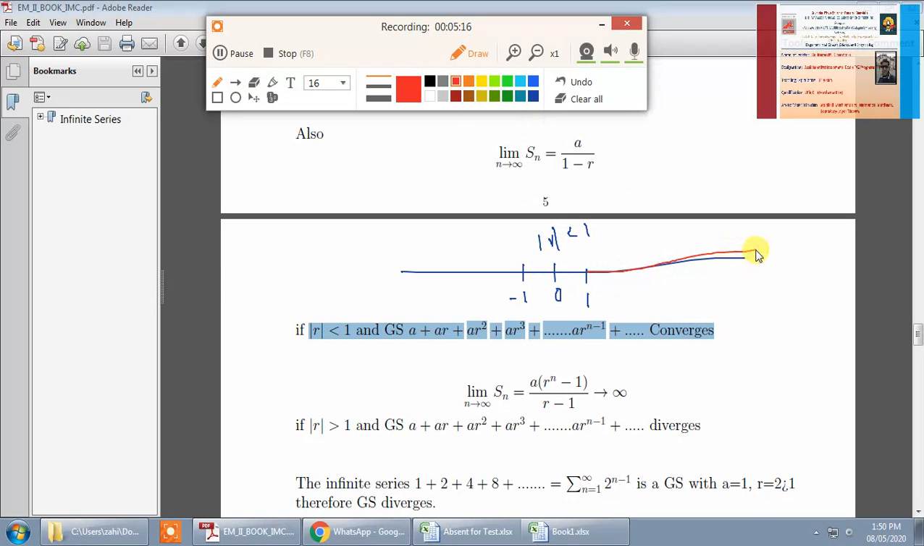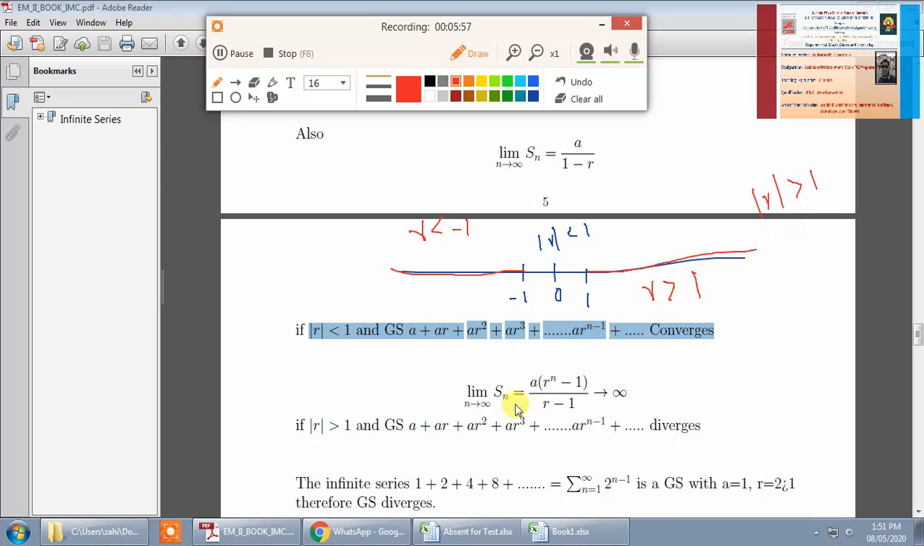This part, in union with this part, that is the value of r is greater than 1, and the value of r is less than minus 1. So these two, that pink region or pink straight lines, will form your mod r greater than 1. So see, you will get convergence if mod r less than 1, and you get divergence if mod r greater than 1.